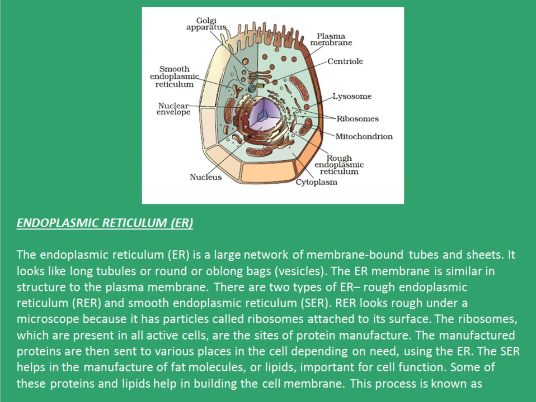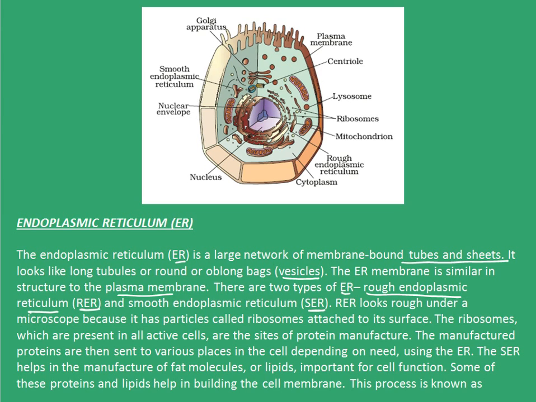The endoplasmic reticulum. The endoplasmic reticulum, or the capital ER, is a large network of membrane-bound tubes and sheets. It looks like long tubules and round or oblong bags, which are called the vesicles. The ER membrane is similar in structure to the plasma membrane. There are two types of ER, the rough endoplasmic reticulum or the RER and the smooth endoplasmic reticulum or SER.